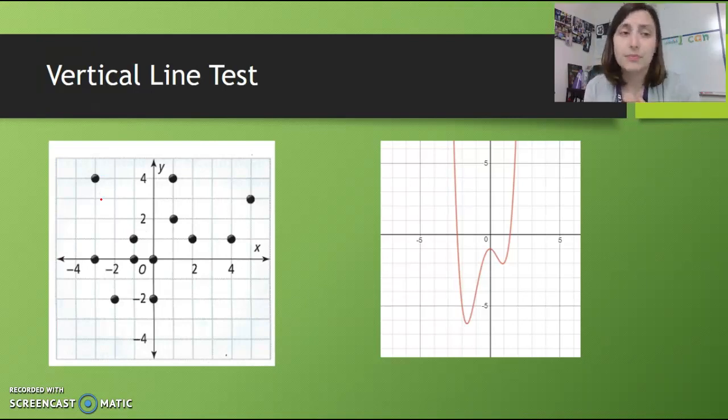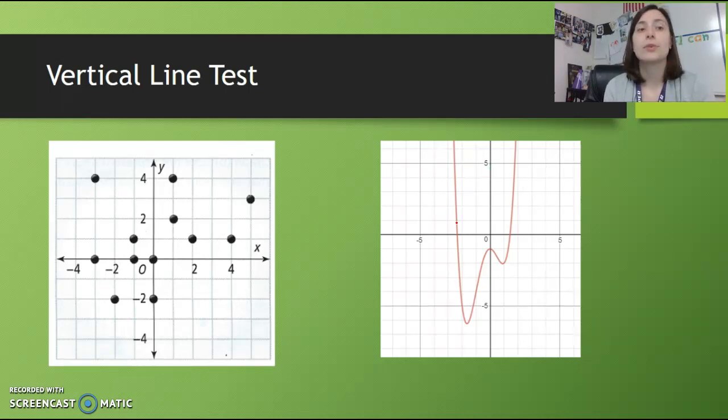Keep in mind that our x values go horizontally, right? And so if my x value can only have one y value, then when I draw a vertical line through my x-axis, I should only cross any point or the graph itself, if it's a line or some type of curve, I should only pass it once.